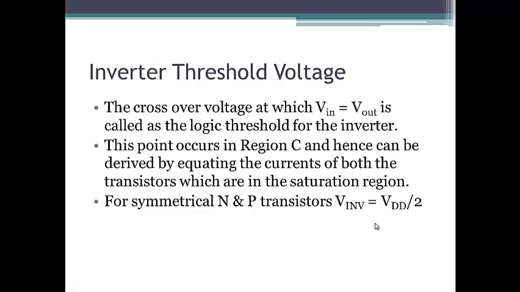Now we have one term called the inverter threshold voltage. This is for the inverter circuit, and it is called the logical threshold voltage. It is defined as the crossover voltage at which Vin is equal to Vout. This usually happens in the C region, in the transition region. That is called the logic threshold of the inverter. This can be found analytically, but we are not doing this now. This point occurs in region C and hence can be derived by equating the currents of both the transistors, which are in the saturation region. For symmetrical NMOS and PMOS transistors, the inverter threshold voltage will be VDD by 2.